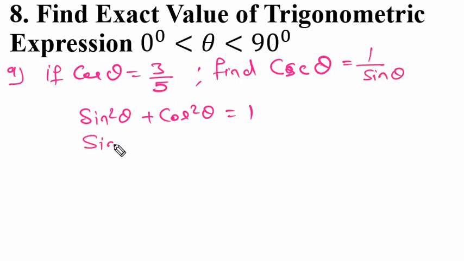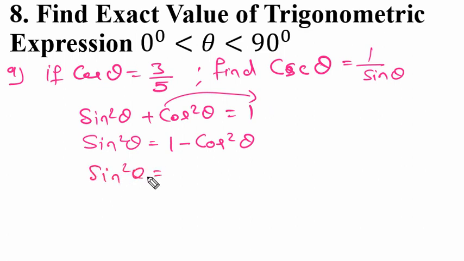So sine square theta is equal, sorry, cos square, cos will go other side, so 1 minus cos square. So don't do this mistake, okay? This is the thing that you need to remember. Okay, good. So sine square theta is equal 1 minus cos, which is 3 over 5, and that is square. So 1 minus 9 over 25. 3 square is 9, 5 square is 25.